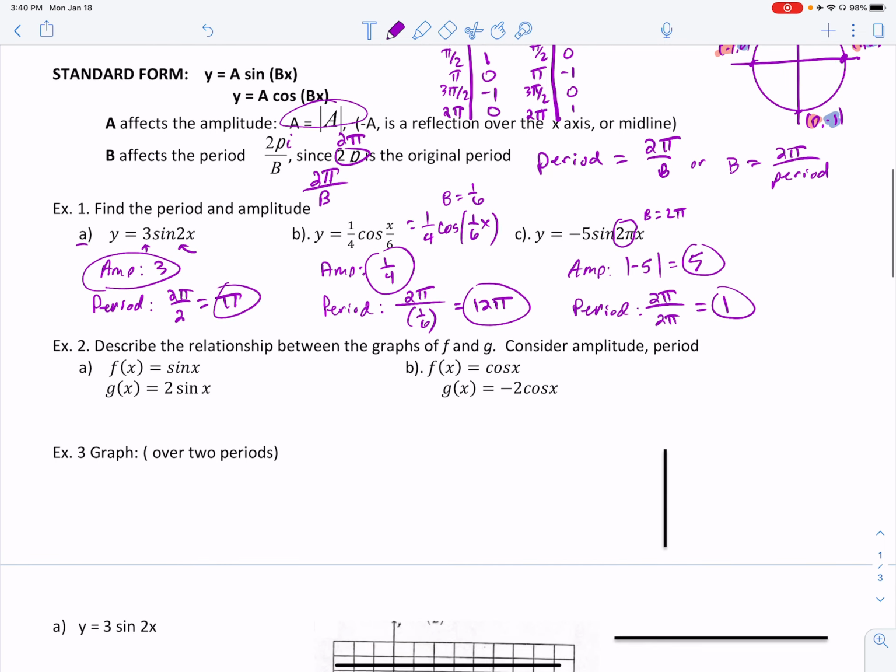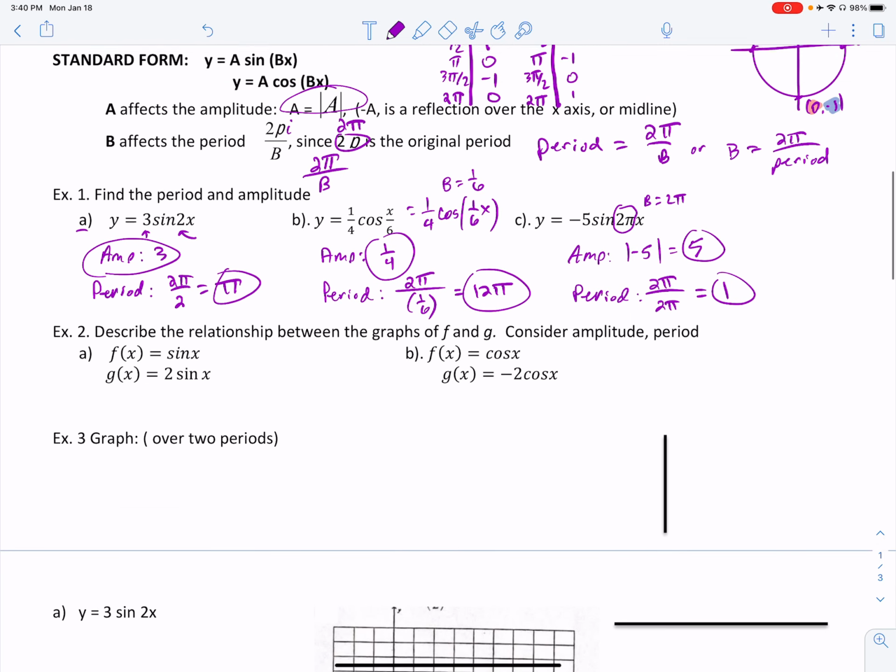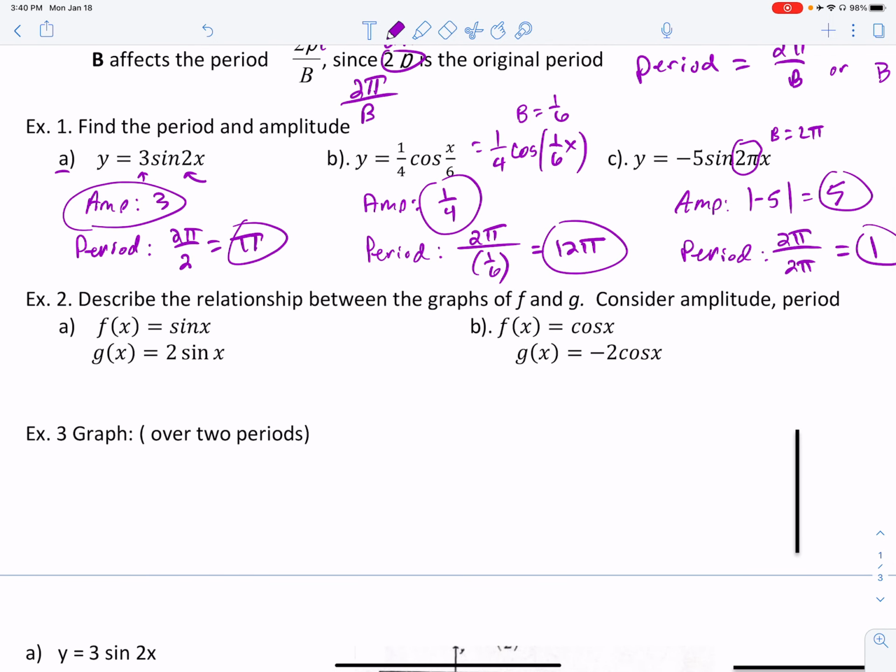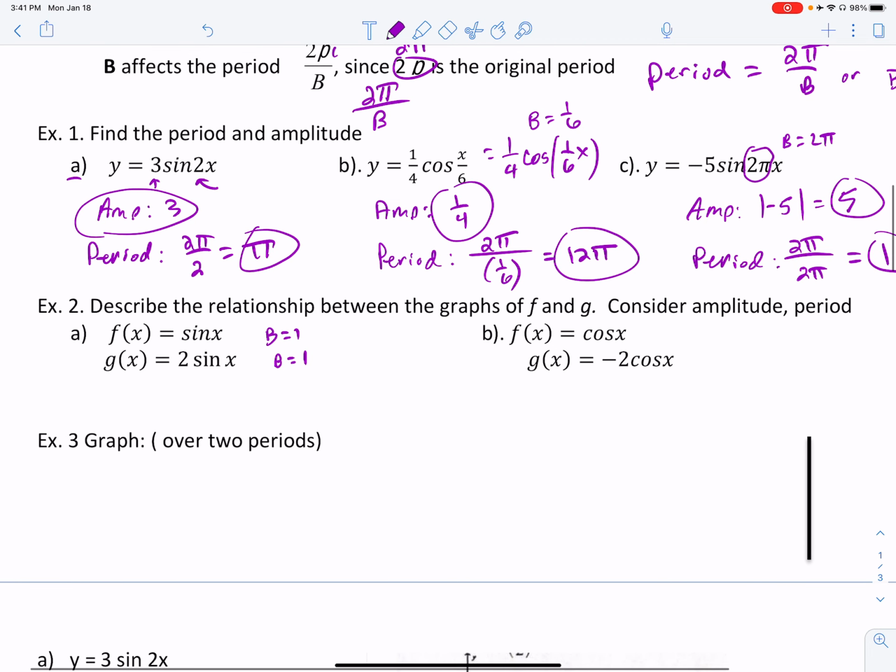And so example 2, describe the relationships between the graphs of f and g. Consider amplitude and then period, and that's it. And so on this one, in part A, B on both of these is 1. It's a 1x. So their periods are the same. So they have the same period, but the amplitude on f is 1, while the amplitude on g of x is 2.